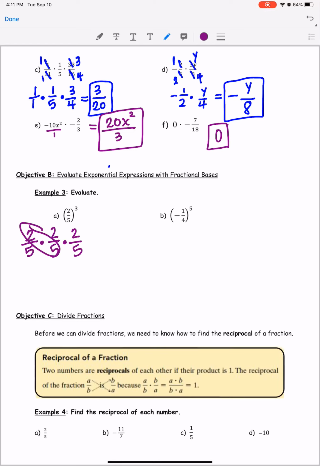You've got 2 and 5, 2 and 5, 2 and 5. You can't reduce anyway, so just multiply straight across. 2 times 2 is 4, times 2 is 8. 5 times 5 is 25, times 5 is 125.